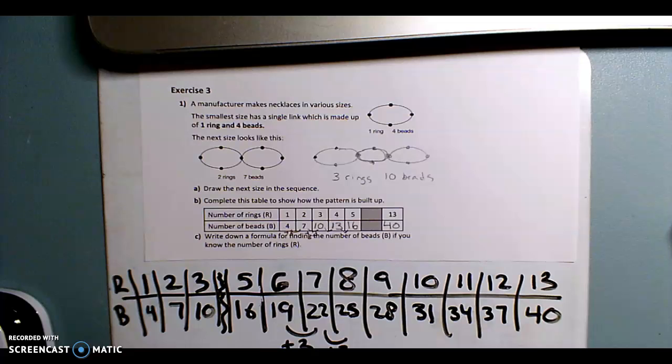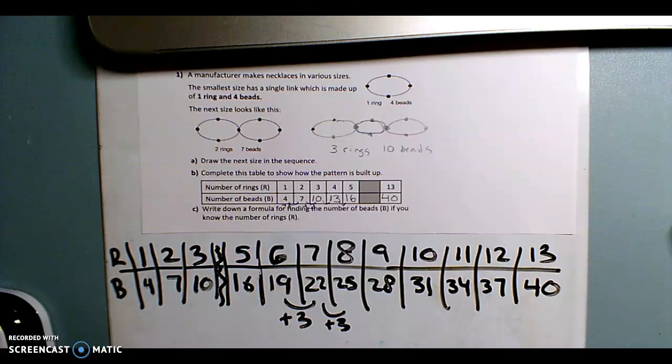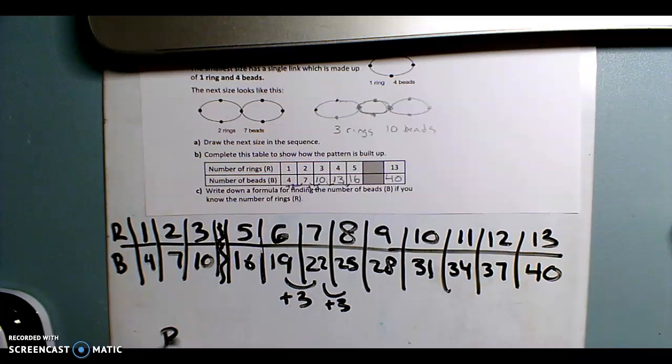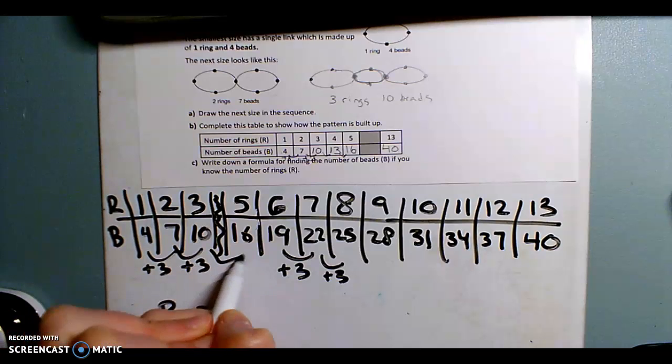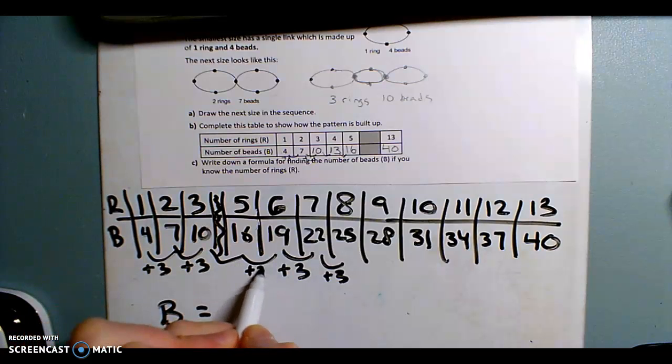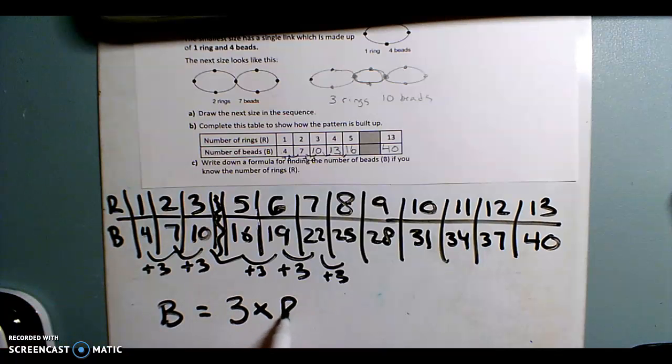So here, when we're looking at this, in order for us to find our beads, so we're trying to get beads equals, move this a bit. Now we know that we are going up in 3 every time. So what we're going to do is we're going to take this 3 and we're going to multiply it by the number of rings. 3 multiplied by the number of rings.